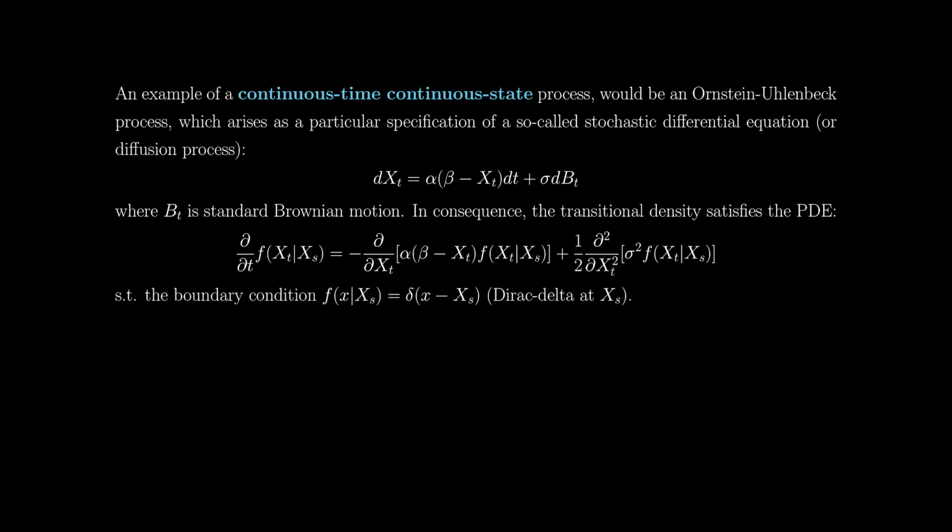Finally, an example of a continuous time, continuous state process would be an Ornstein-Uhlenbeck process, which arises as a particular specification of a so-called stochastic differential equation or diffusion process. Now, as it happens, this is my domain of research, so hopefully in future I'll be able to tell you more about that.